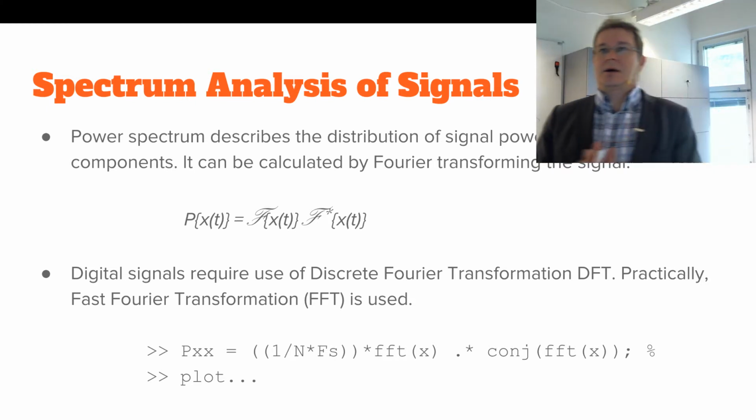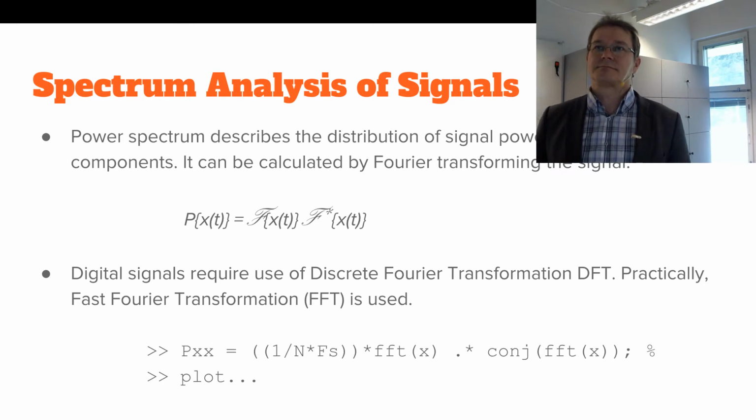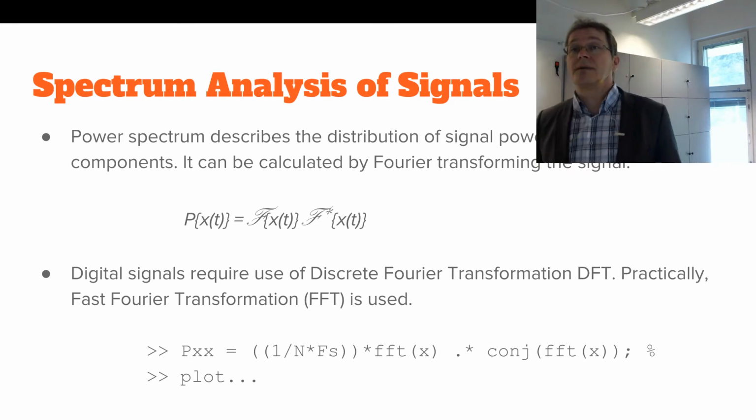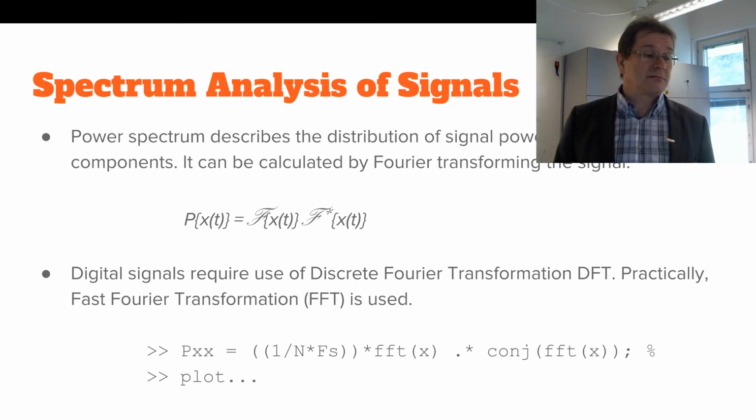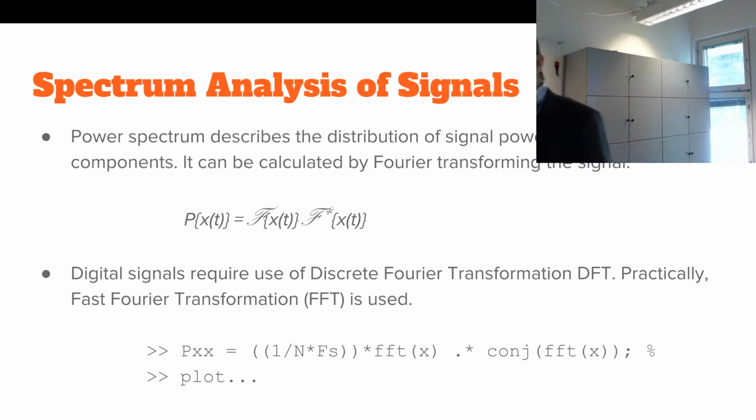Okay, so practically, MATLAB always uses the fast Fourier transformation unless you want it to do something else. However, to get the most out of the fast Fourier transformation, you need to have the number of samples as a power of 2.